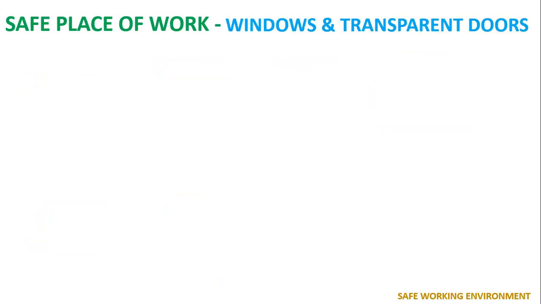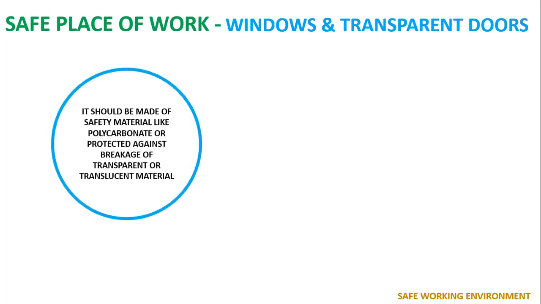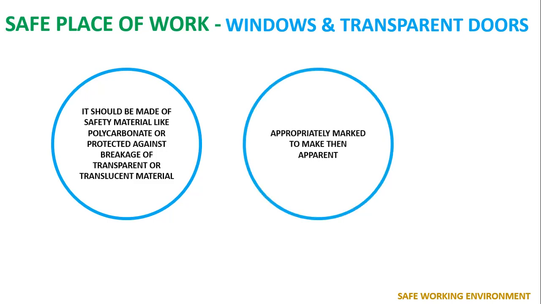Now the next topic is windows and transparent doors. They should be made of safety materials like polycarbonate, or protected against breakage of transparent or translucent material. Then appropriately they should be marked to make them apparent.